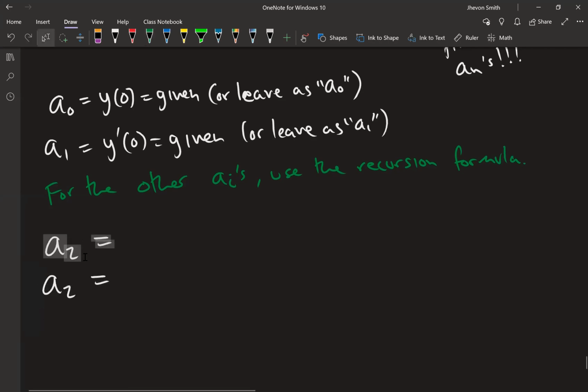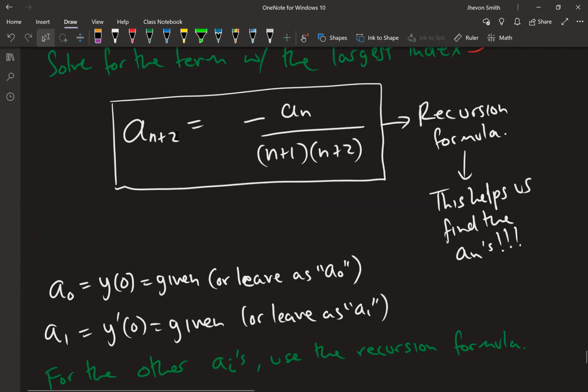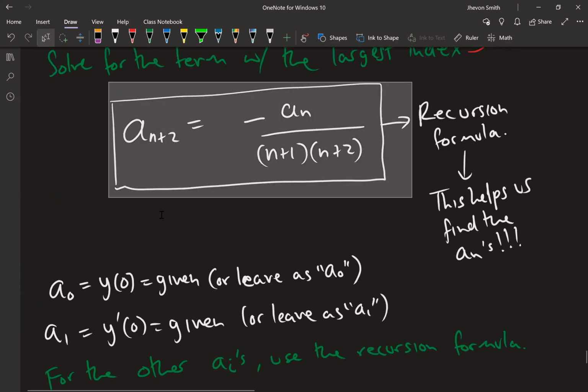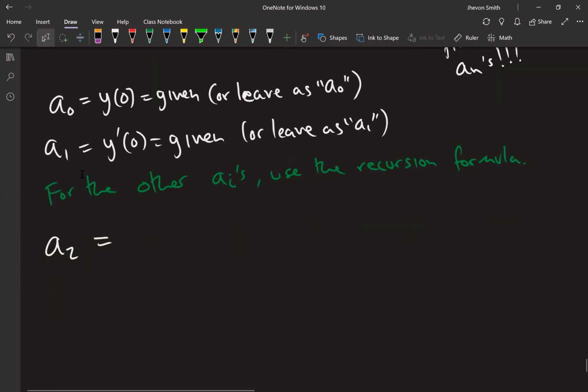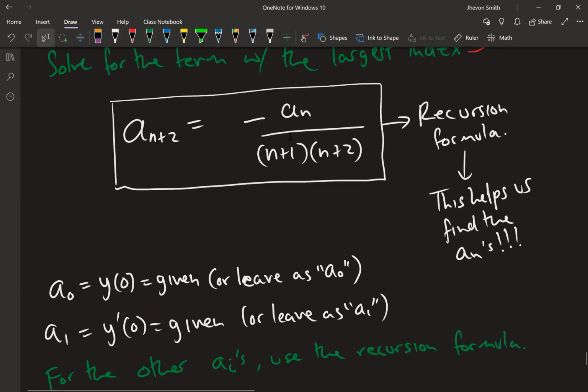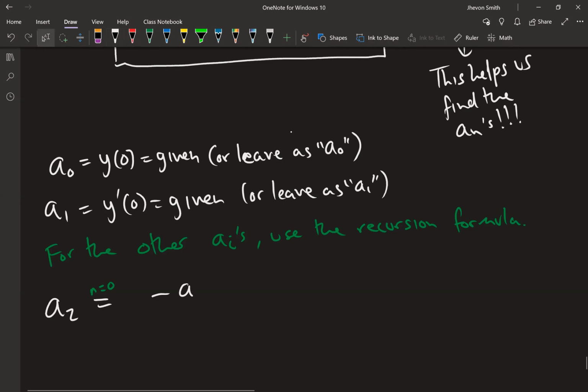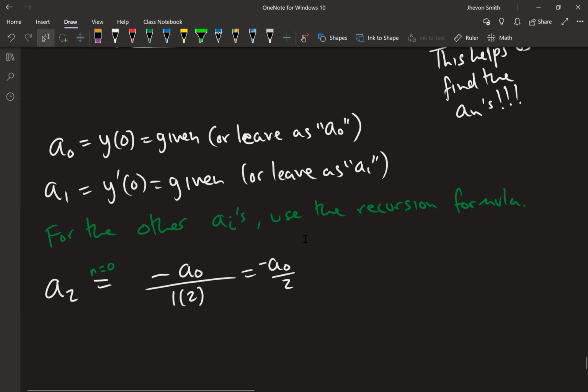So for a2, you realize what I can do. To find a2, I can go to this formula here, and I can plug in n equals 0. That will give me a2 on the left side. Over here, I would have minus a0 divided by 1 times 2. So my a2 is that.